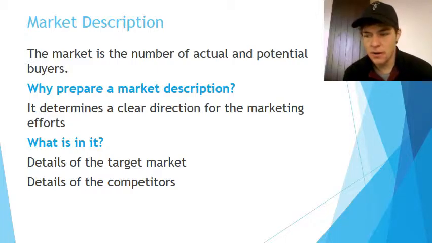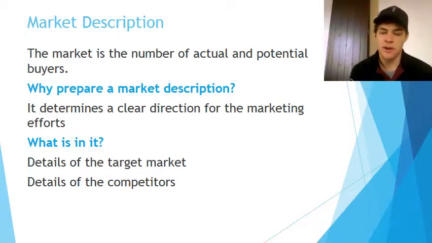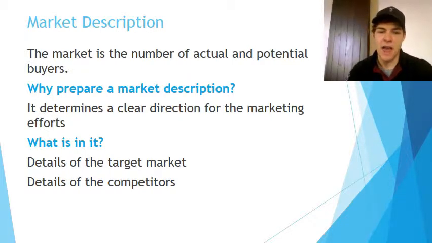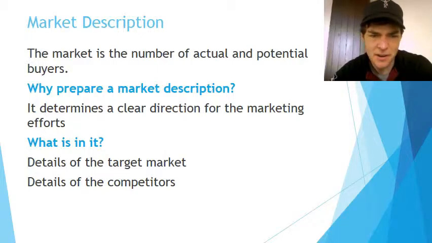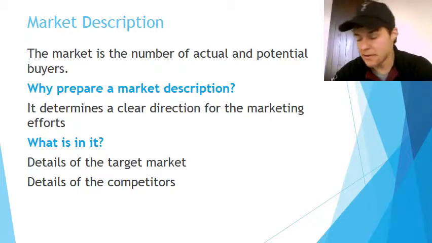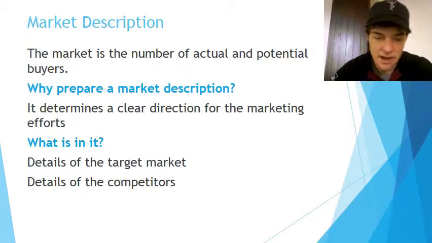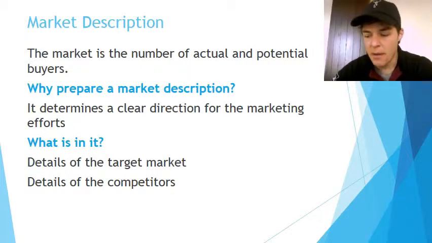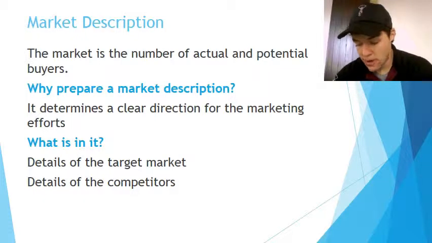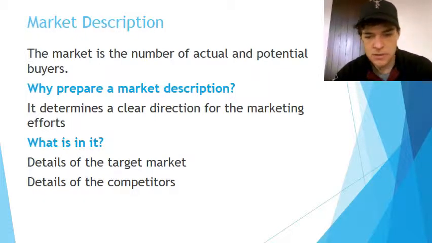If you know who your customers are, the ones who are going to buy it, just like when we look at target market, you find out who they are so you can create your strategies aimed at them. So what's in a market description? You're going to have details of your target market, the demographic, the geographic, all these different things we looked at before, and also details of your competitors: who they are, what they're selling, what's similar, what's different, why they're popular, what their market share is. It's just a list of where you are in the market right now, who your customers are, who your competitors are, and that's it.